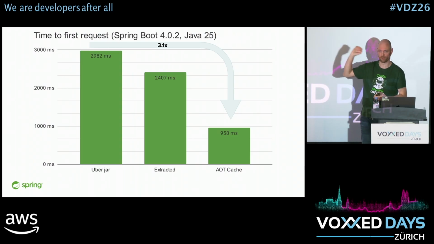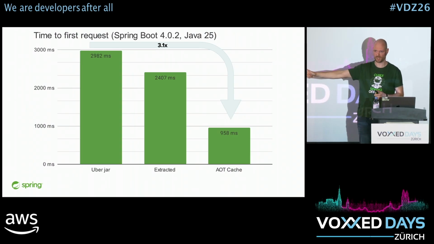Think about that. By using the poor man's training run, AOT cache, copying the AOT cache over, and starting with the AOT cache, your application now starts 3 times faster. Isn't that cool?